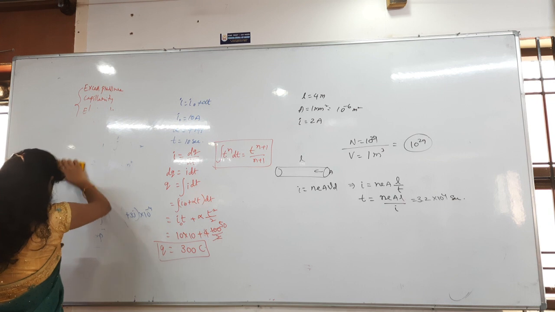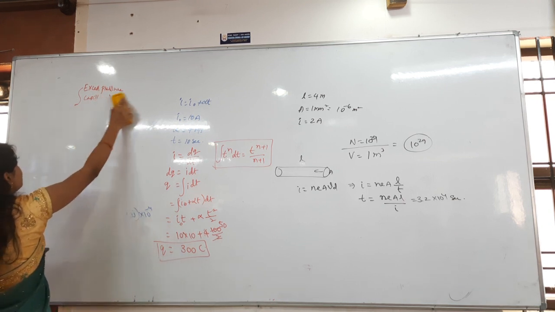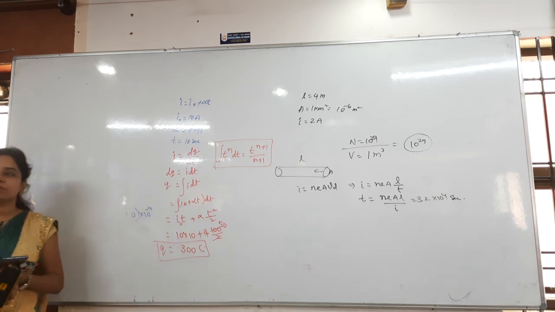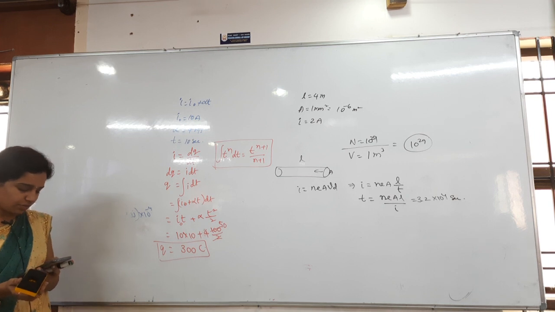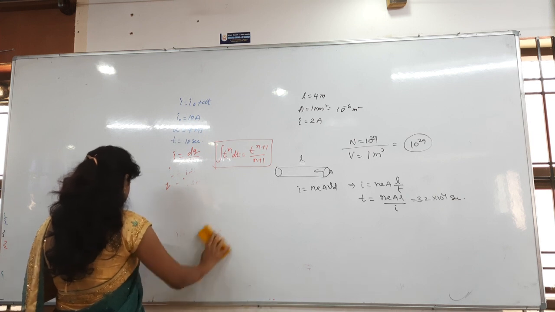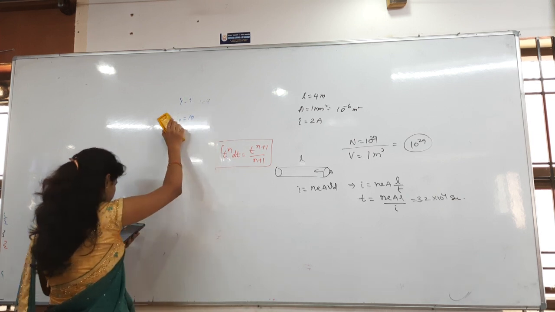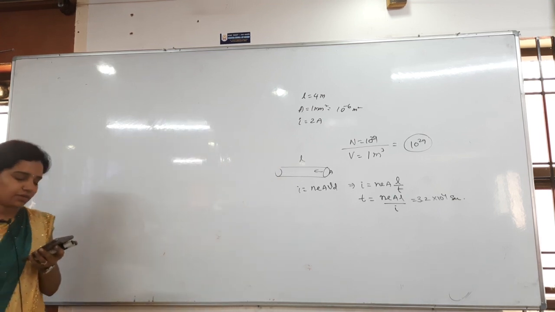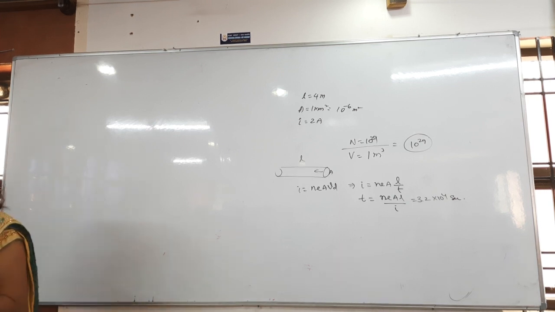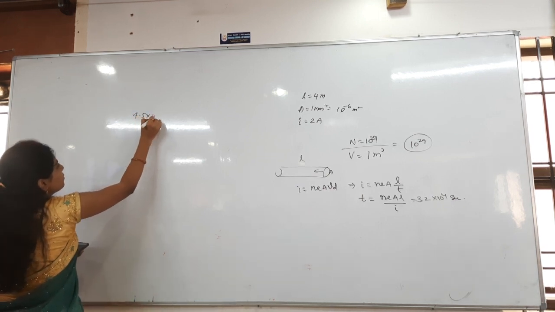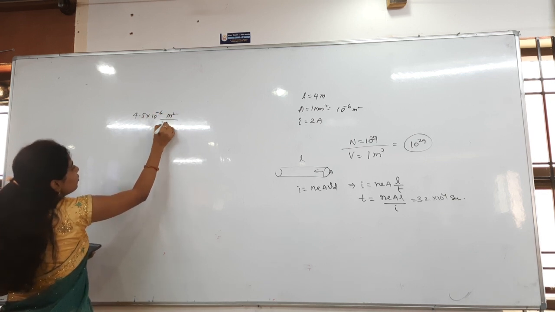In bracket, electron mobility. What is the mobility? What is the formula of mobility? Vd by E, drift velocity by electric field. Electron mobility is 4.5 into 10 power minus 6 meter square per volt per second.